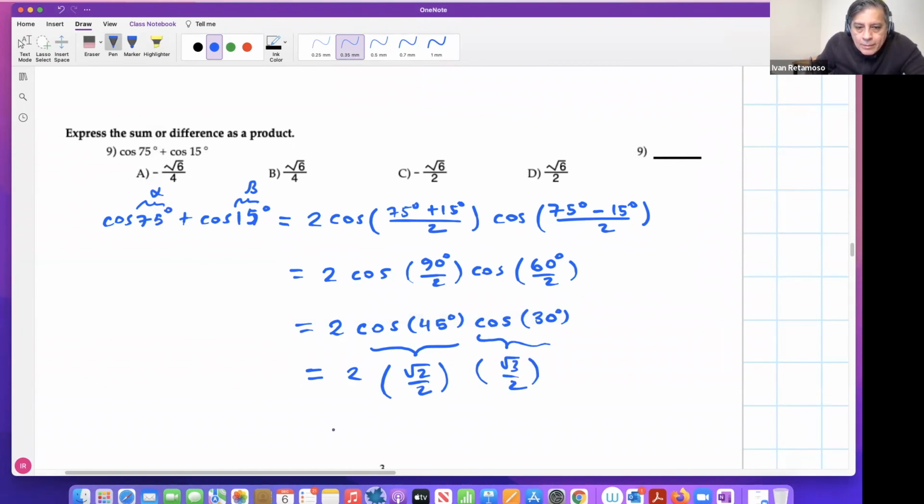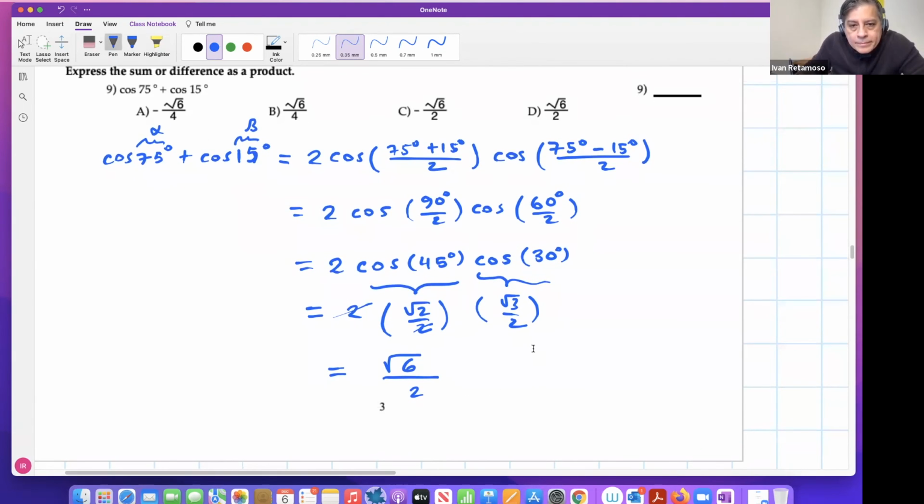And then just multiply them, right? Look, 2 cancels with 2. Square root of 2 times the square root of 3 is square root of 2 times 3 is square root of 6 over this 2, right? That's it. And this should be the answer, right? So you can see these techniques may help you to simplify, right? Try to remember this on your homework.